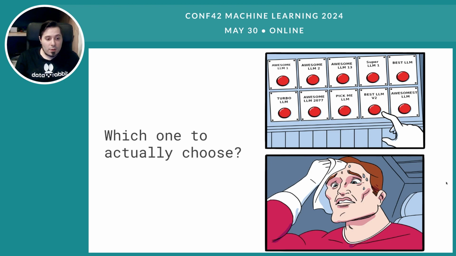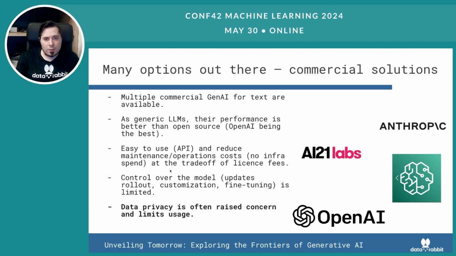So as mentioned, we have quite a lot of these LLMs on this graph that we are seeing. Once a week we have a new model that is at the very, very best price. Which one to actually choose? And for that, there are two major options.